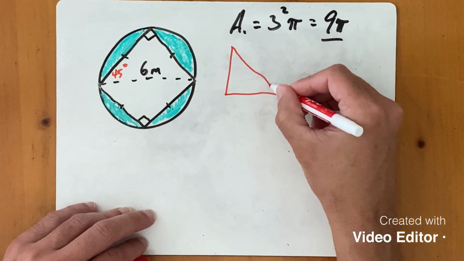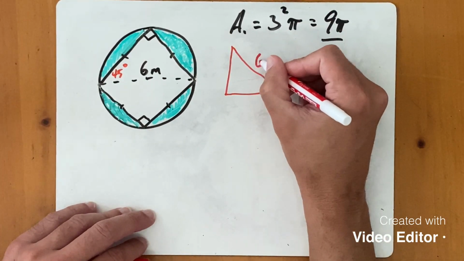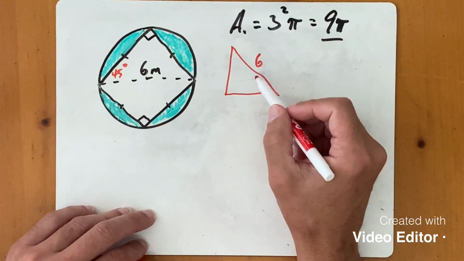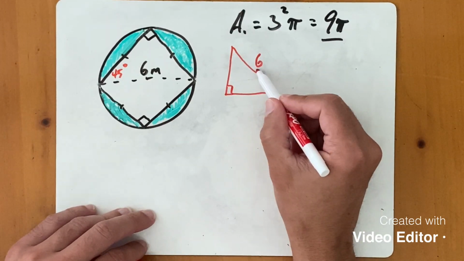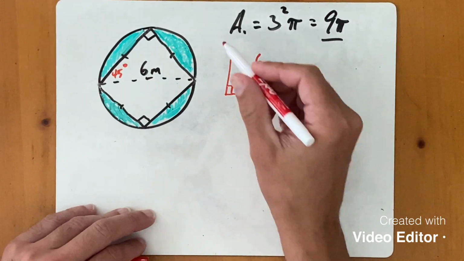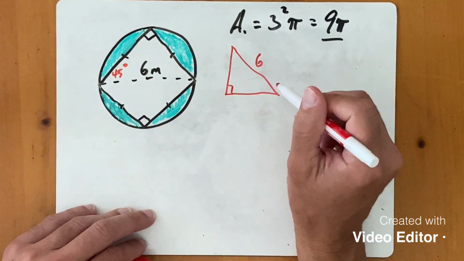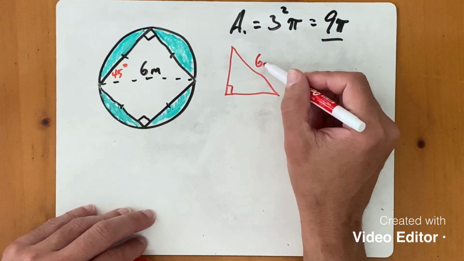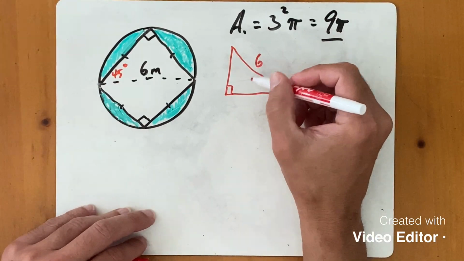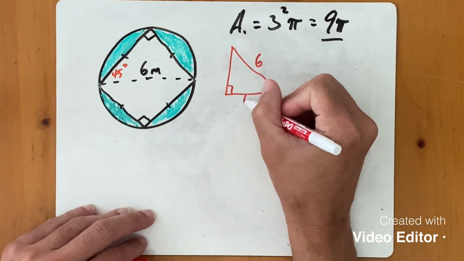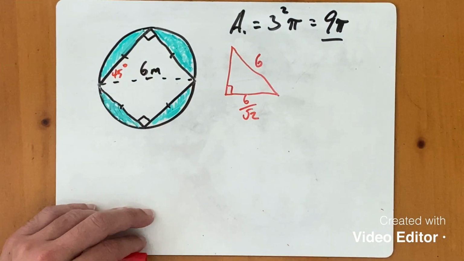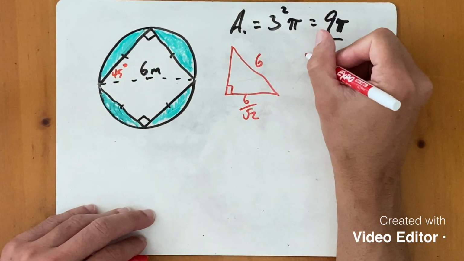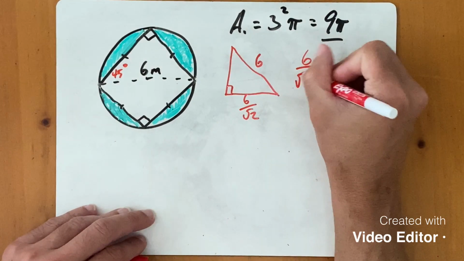Then we can use our special right triangles. If the hypotenuse is 6, then in order to find the leg, I need to divide the hypotenuse by the square root of 2. Remember, the ratio is x times the square root of 2. So in order to go from hypotenuse to leg, I need to divide that by the square root of 2. So 6 divided by the square root of 2. Of course, I need to simplify it. I can't keep it like that.